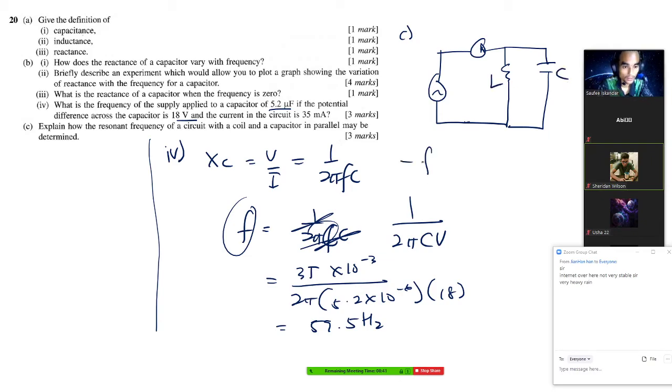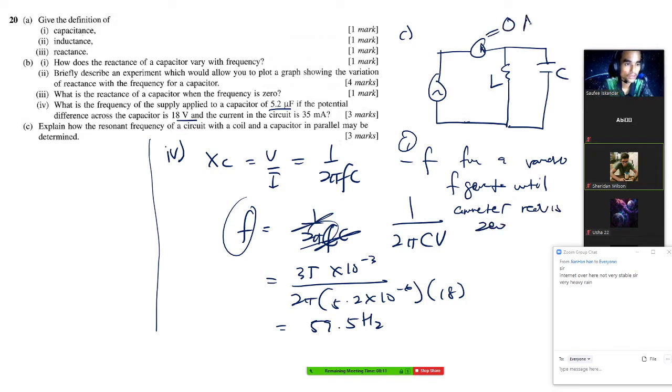Set the frequency from a variable frequency generator. We have a frequency generator, and we tune the frequency generator until the ammeter reading is zero. So we tune until this ammeter reads 0 ampere. Then the frequency of the generator is now equal to the resonant frequency of the circuit.